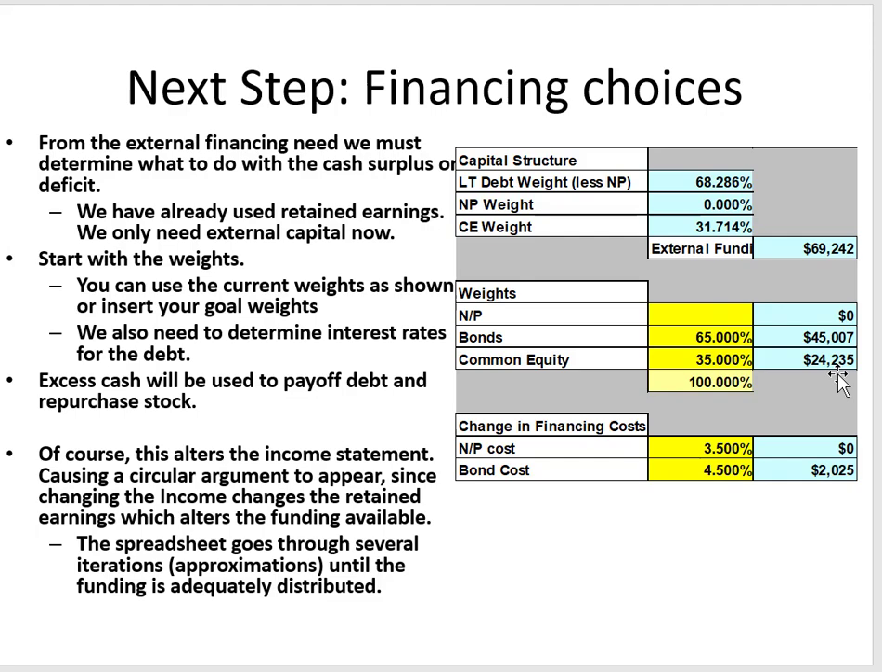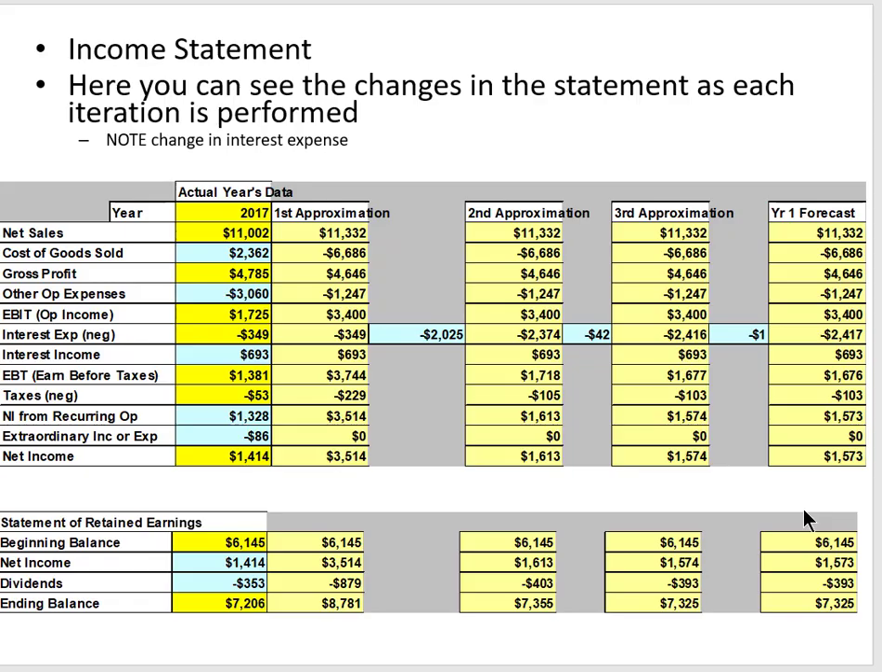Now, what happens when you issue common stock? You have to pay dividends. What happens when you issue more debt? You're going to have to pay interest. So we need to have some idea of the cost structure of interest. So in this case, notes payable, short-term debt, we think it's about 3.5%. The cost of bonds is 4.5%. So the balance sheet is going to change by this. The income statement is going to change by this. So let's look and see what happens when we move up.